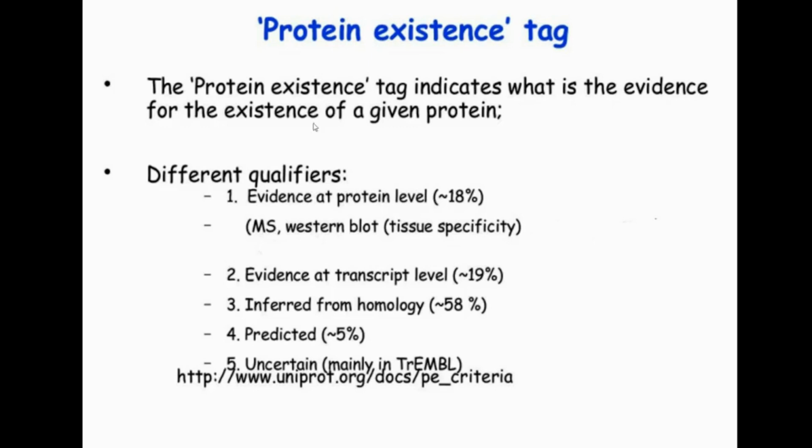Okay, so 18% of the proteins in the Swiss-Prot have the existence at protein level. Second is evidence at transcript level, means the cDNA sequence of that particular protein is present in the database. 19% of the entries in the Swiss-Prot have the evidence at the transcript level. 58% at homology, means the homologous sequence of that particular protein is present in the database. 5% is predicted, and if it is uncertain, then the sequence remains in the translated EMBL. It will not move to the Swiss-Prot.